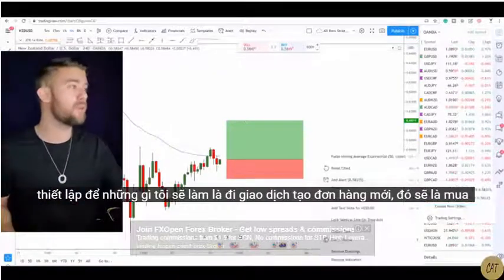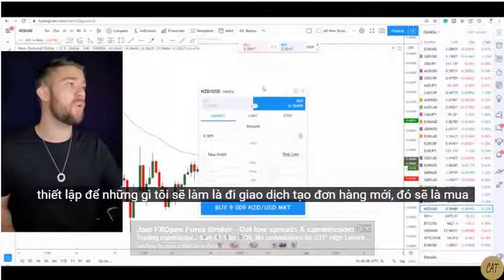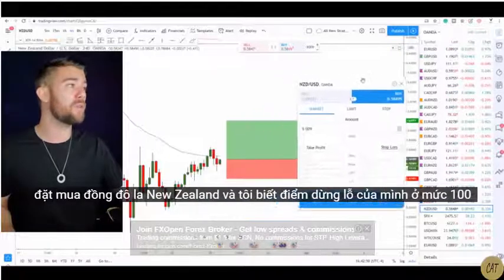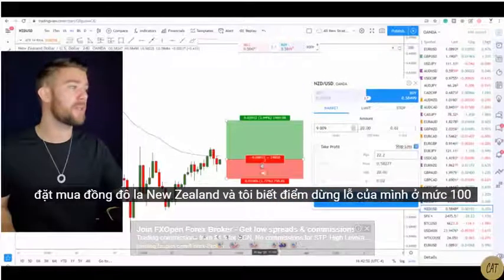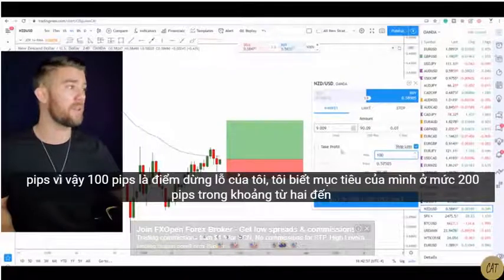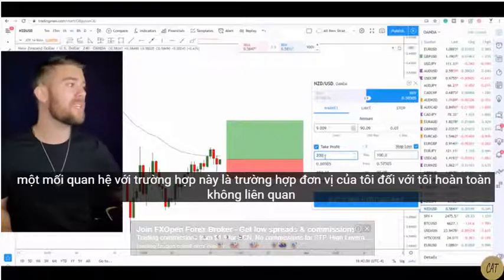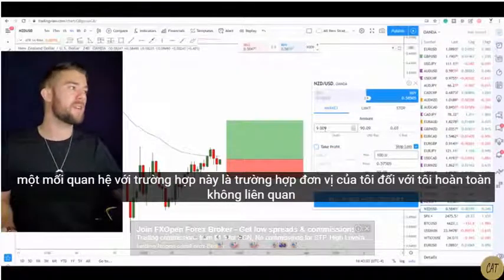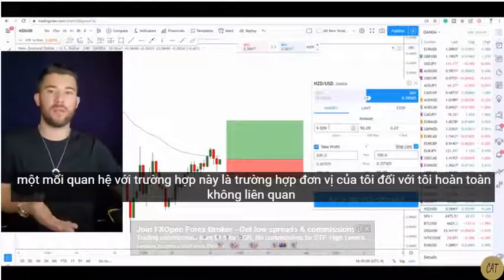So what I'll do is go to trade, create new order. It's going to be a buy order on the New Zealand dollar, and I know where my stop loss is. It's at 100 pips. So 100 pips is my stop loss. I know my target's at 200 pips, around a 2-to-1 risk reward. With this being the case, my units, for me, are completely irrelevant. And this is the reason.